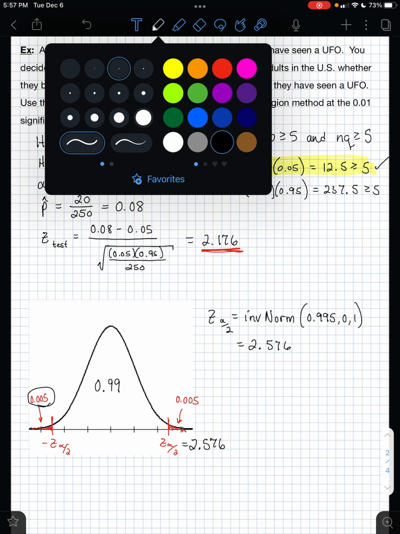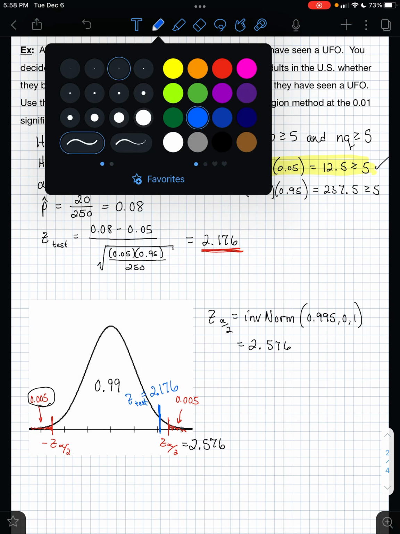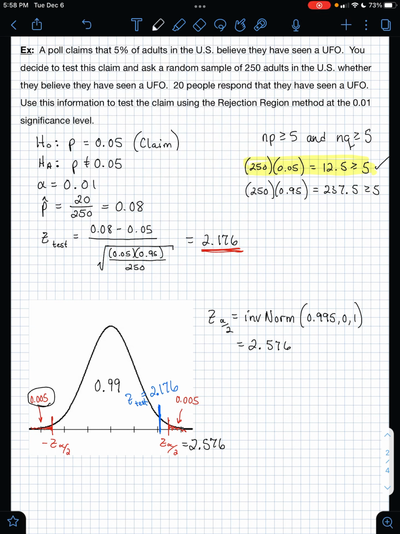That is enough for us to know that 2.176 is over here. That's where our test statistic is. So we are not in the rejection region. Our conclusion here is that we will fail to reject the null hypothesis.